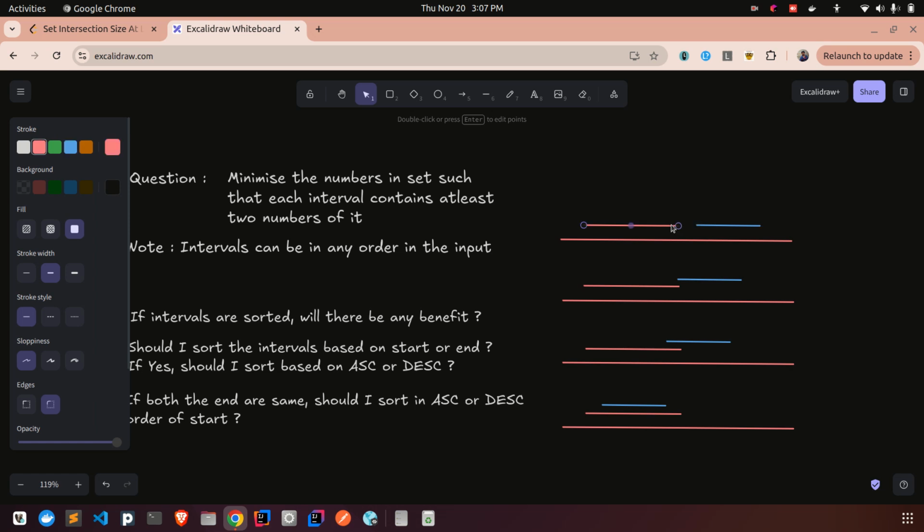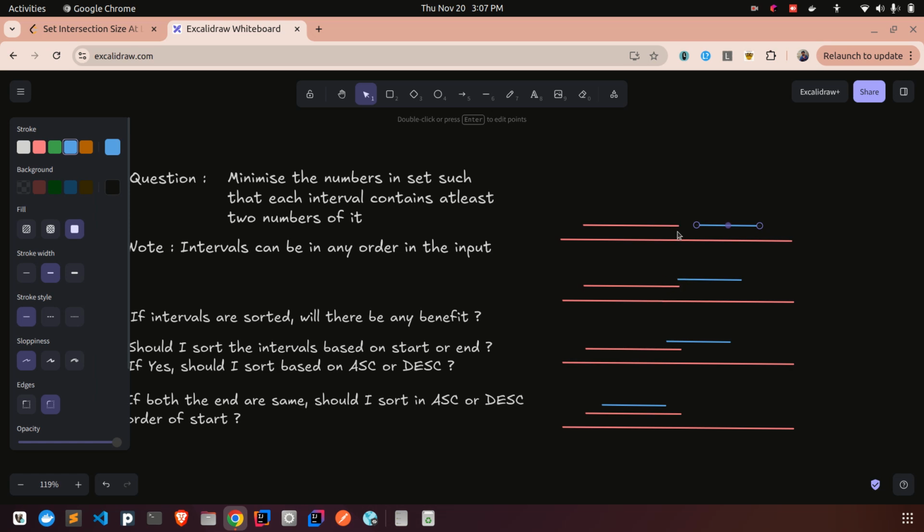What numbers should we actually pick? If we pick the last two numbers, then it is most likely that these numbers will also fall in the next interval. Here, since there is no overlapping, we have to pick two numbers from the next interval as well. But there is overlapping.